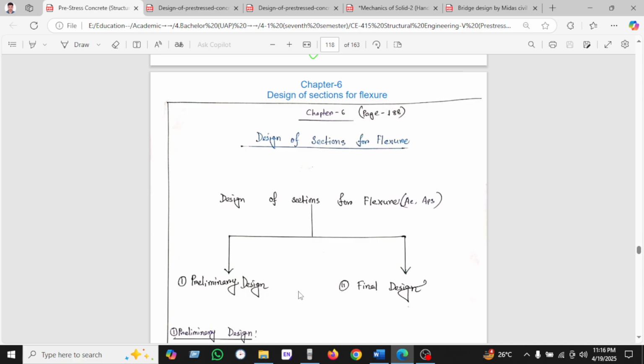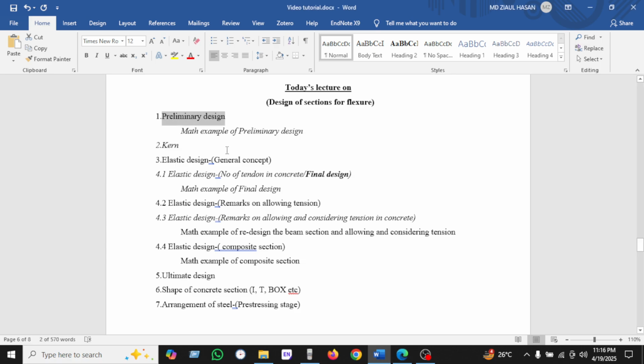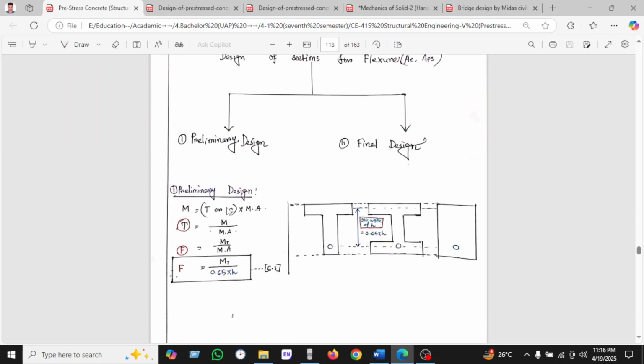There are two types of design: the preliminary design and the final design. I have been showing the preliminary design, and the final design we will see here. So here is the preliminary design. How do we get the preliminary design? You can see moment equals force into perpendicular distance. Force is the compression or tension force, and this is the moment arm.